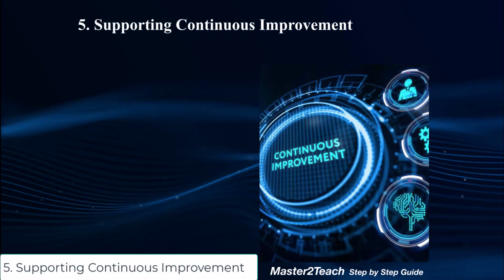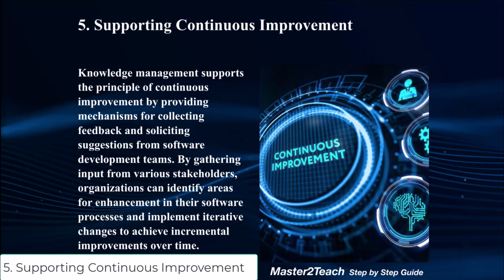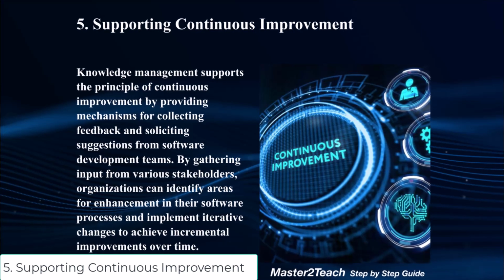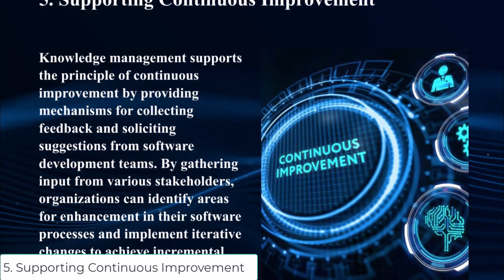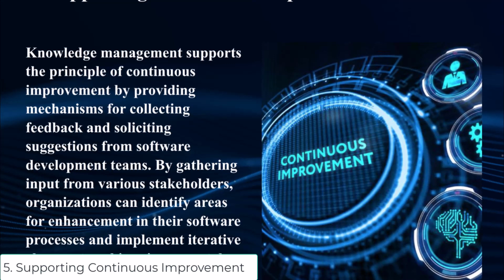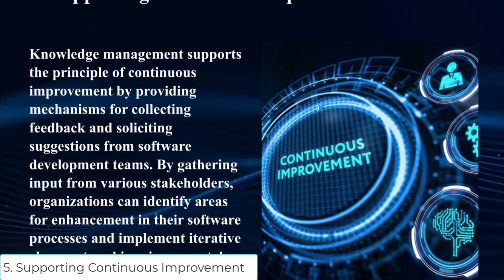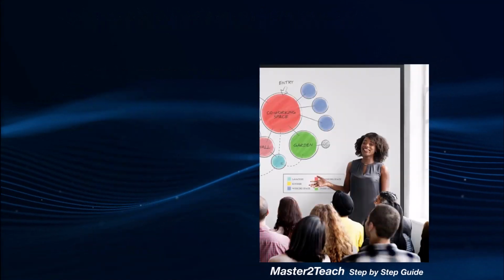Supporting continuous improvement. Knowledge management supports the principle of continuous improvement by providing mechanisms for collecting feedback and escalating suggestions from software development teams. By gathering input from various stakeholders, organizations can identify areas for enhancements in their software processes and implement iterative changes to achieve incremental improvements over time. Knowledge management systems facilitate the evaluation of SPI initiatives and help organizations track their progress towards achieving their improvement goals.